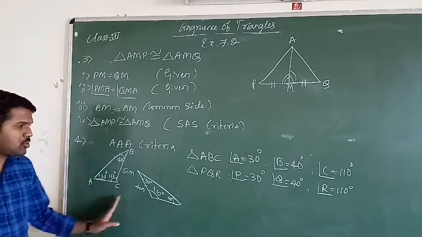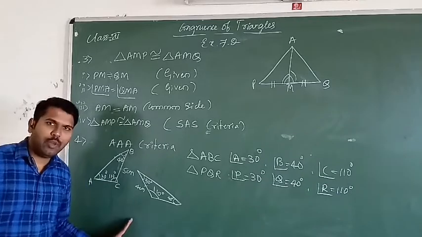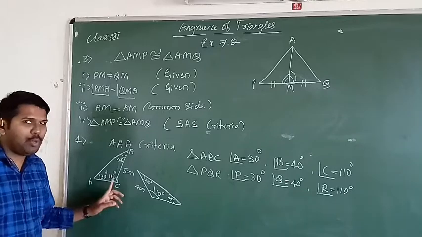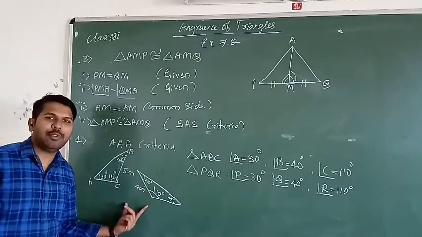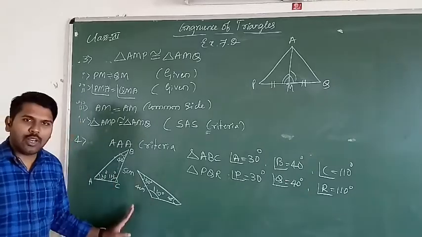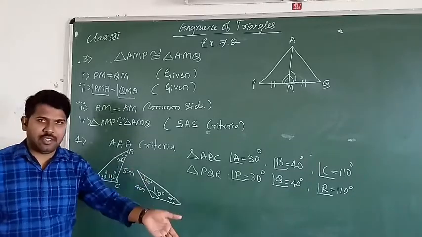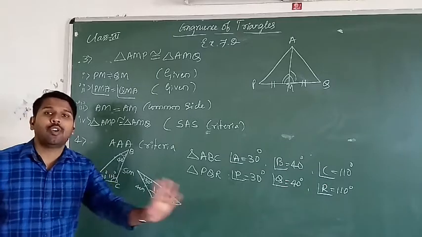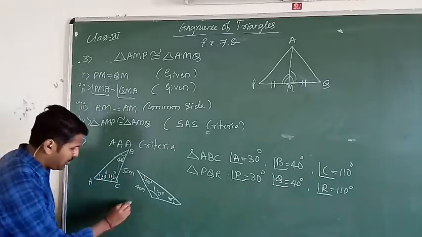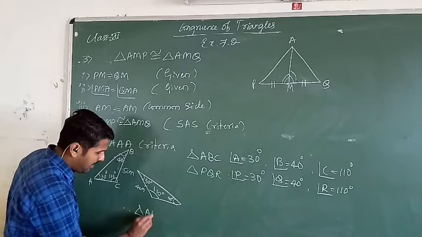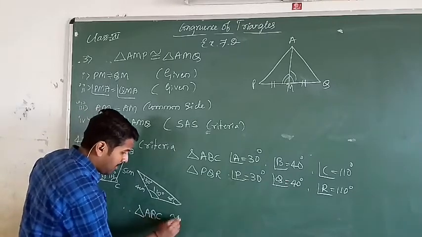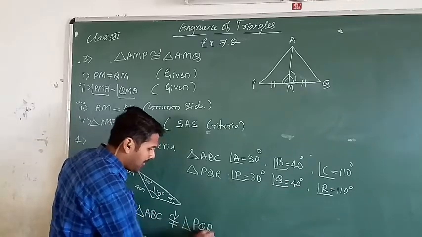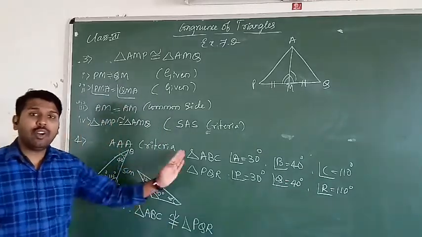That means these two triangles are not congruent. Why? Because basically this is an obtuse angle triangle. 110 is an obtuse angle. That means these two triangles are obtuse triangles, and angles are equal, but sides may be different. Sides may change. That means these two triangles are not congruent. So therefore triangle ABC is not congruent to triangle PQR. These two triangles are not congruent.